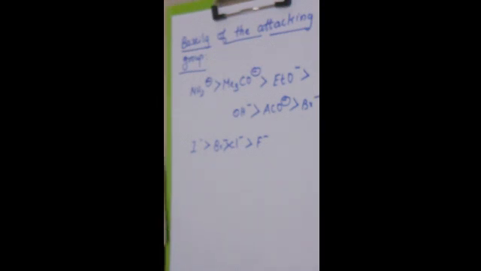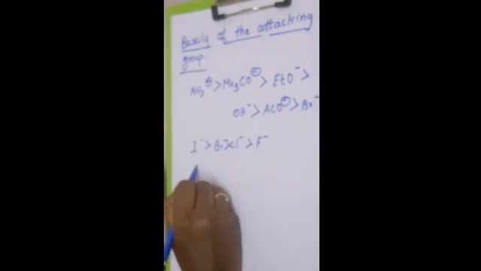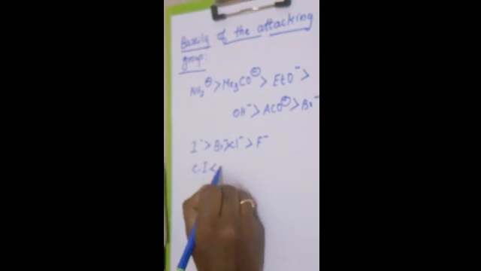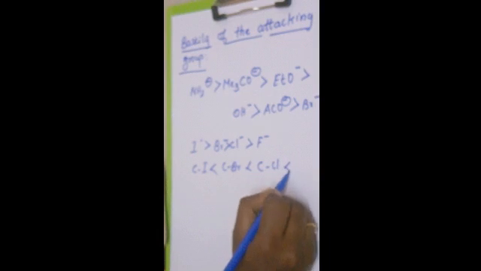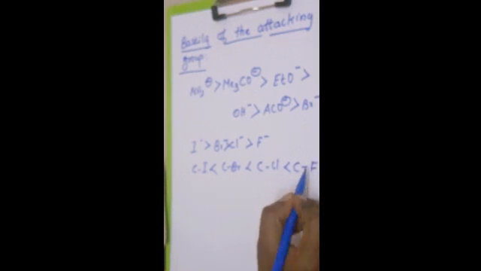And why does the leaving group capacity decrease in this order? Because the bond strength is increasing. CI is less than CBr, which is also less than CCl, that is less than CF.